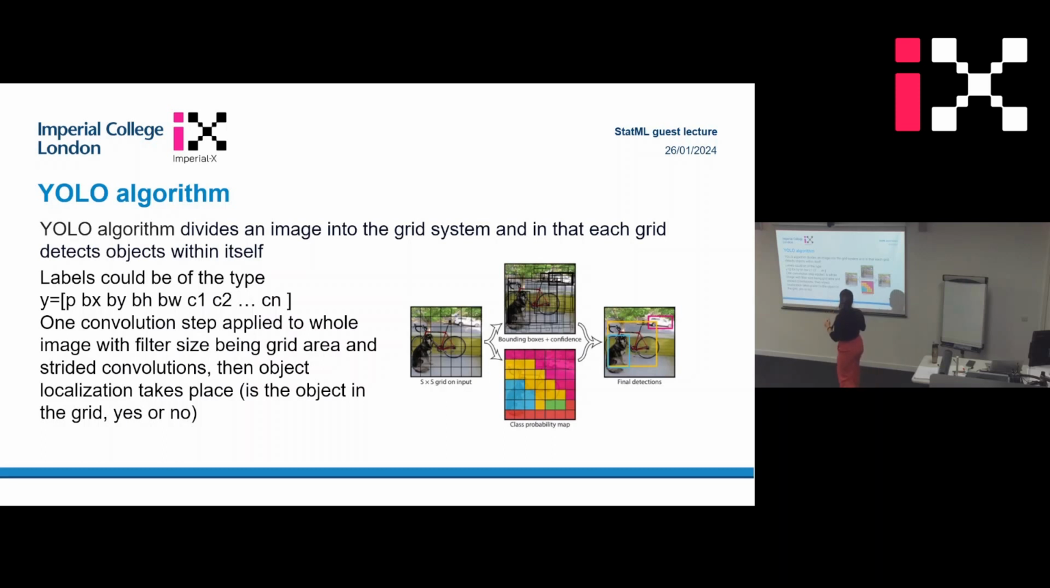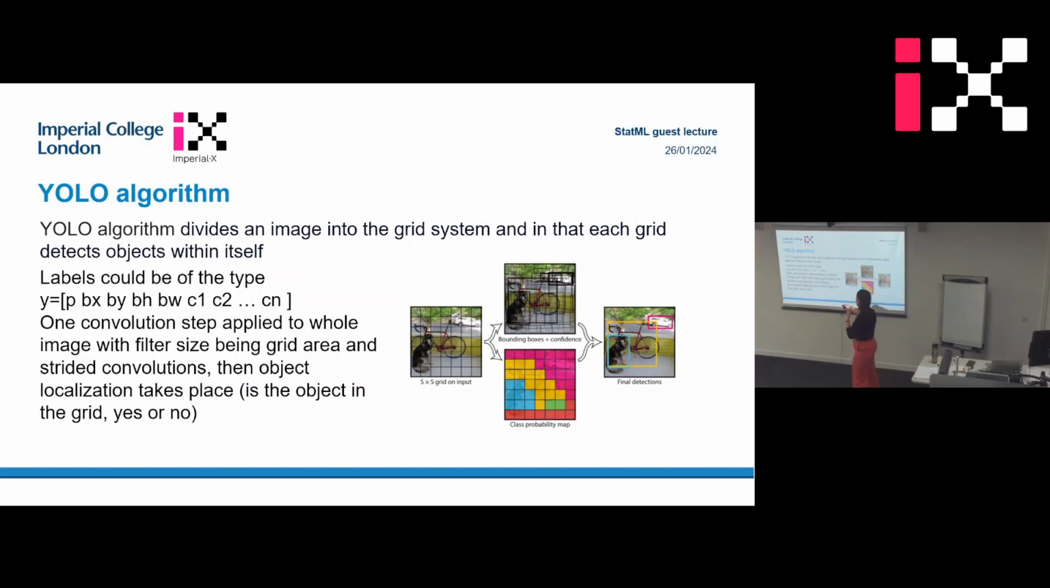And you're going to have labels for each of these grid places. You're going to obtain a label that looks like this. P is whether there is an object or not, yes or no, binary. Then if you do have an object, you look at Bx, By, Bh, and Bw, which are related to the bounding box. They tell you where it starts, where it ends, and also the height and the width of the bounding box. And then C1, C2, and so on until Cn tell you what classes you're looking at. For example, if you're detecting dogs, bicycles, and cars, and those are the only three objects you're looking to identify, then you will have C1, C2, and C3, and that's it.